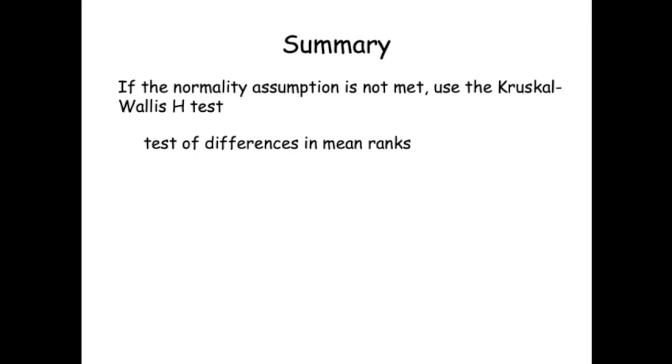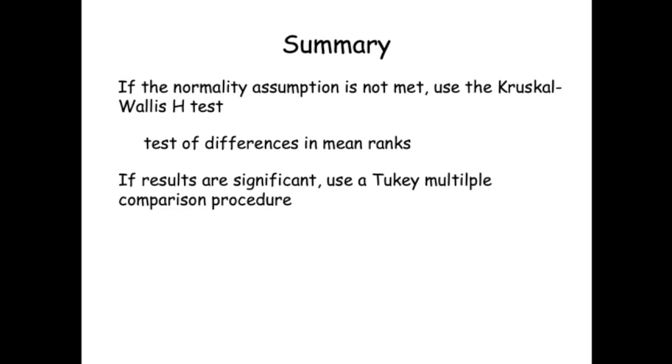If the dependent variable is ordinal or otherwise extremely non-normal, the appropriate test is the Kruskal Wallis test, which tests for differences in mean rank. If results are statistically significant, a Tukey multiple comparison procedure is used to determine statistically significant mean rank differences.